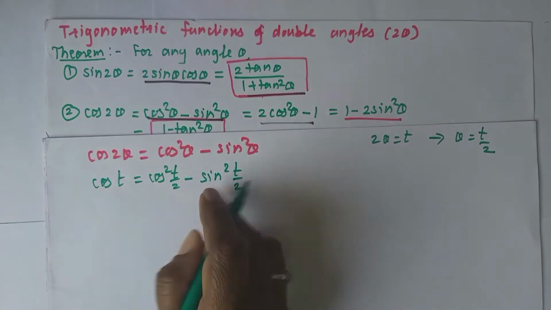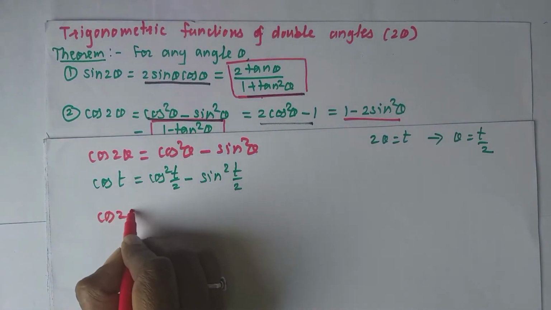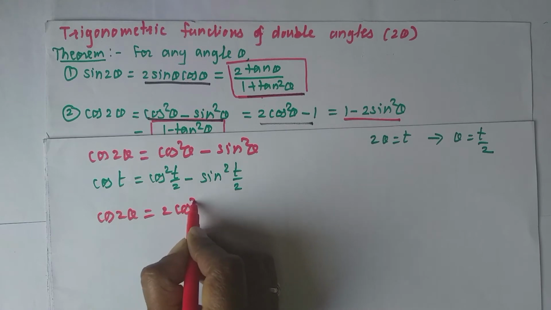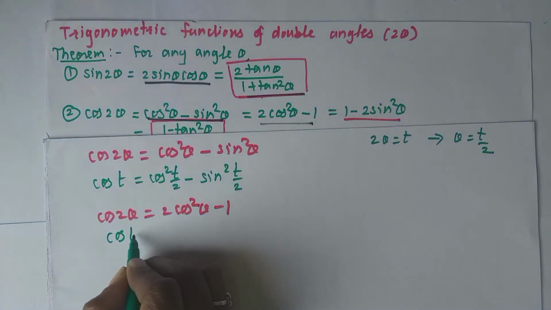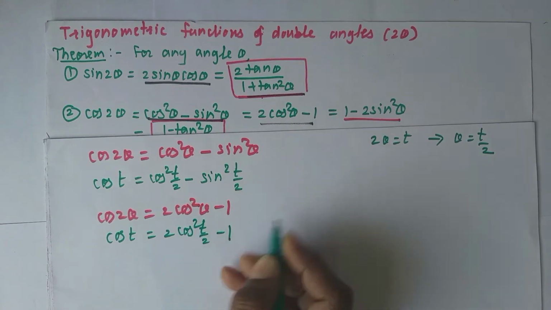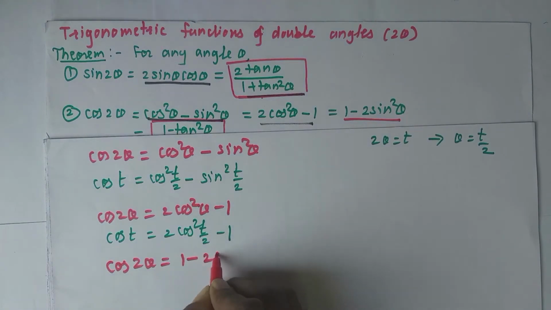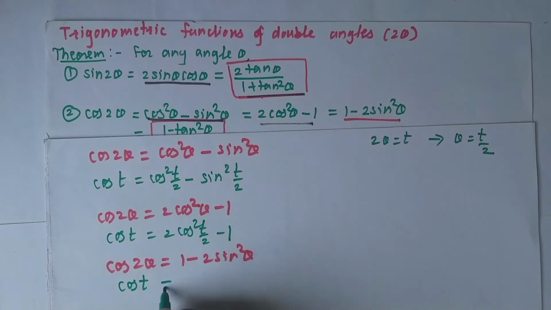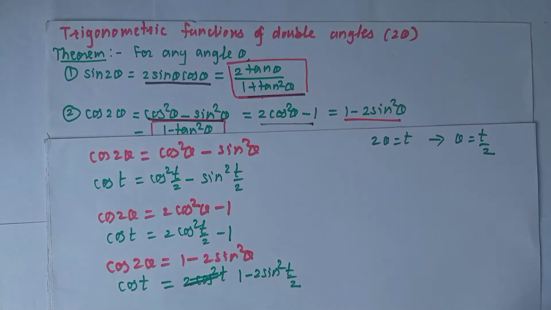And what is the second formula? Second formula is cos 2 theta is equal to 2 cos square theta minus 1. Then this becomes cos t is equal to 2 cos square t by 2 minus 1. Third formula is cos 2 theta is equal to 1 minus 2 sin square theta. And this becomes as a half angle formula cos t is equal to 1 minus 2 sin square t by 2. Okay.